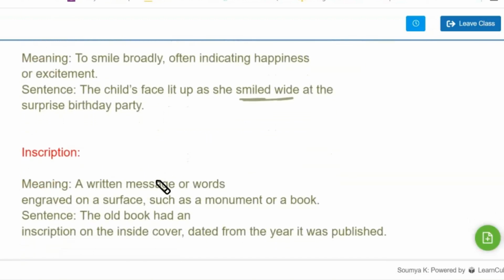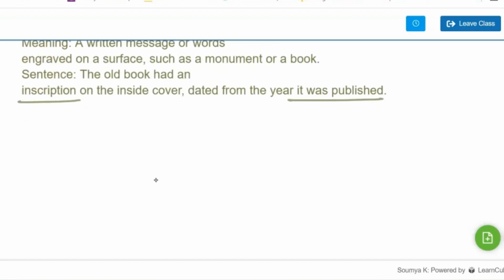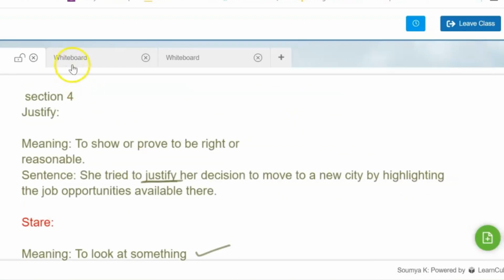Next is inscription. So it is a written message or word engraved on a surface, such as a monument or a book. The sentence would be, the old book had an inscription on the inside cover dated from the year it was published. So that is the word inscription. And by this the passage vocabulary is done. Now let's read the passage and find out the in-text question answers.